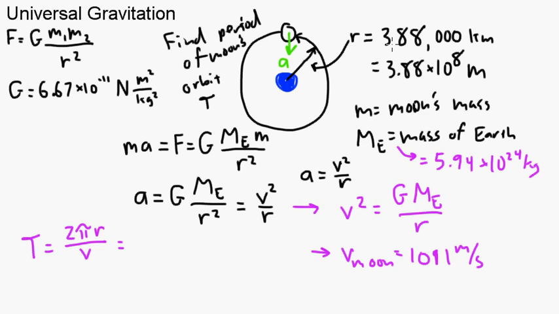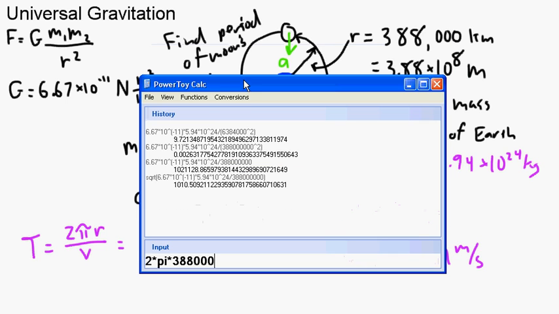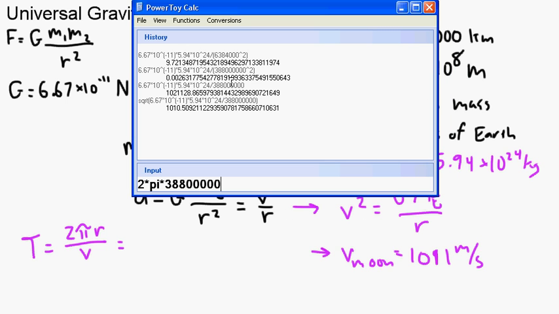And r here is just the radius of the moon's orbit, of course. So this is the circumference of the orbit, the path length of the orbit, divided by velocity, which gives us the time taken to travel it. Okay, so 2 times pi times 388,000,000 meters, divided by the velocity, which is 1,011, and this should give us the period of the moon's orbit, which is huge, and that is, of course, seconds.